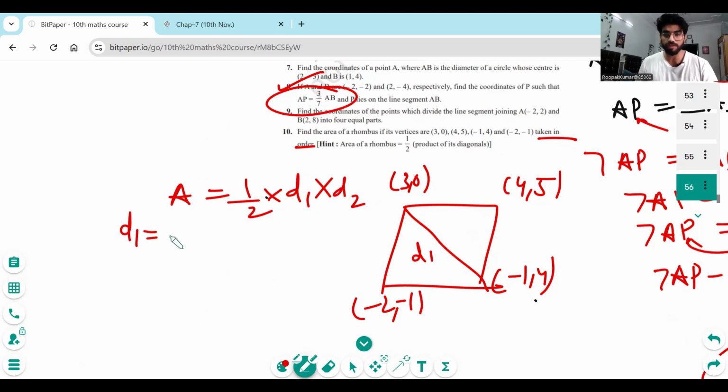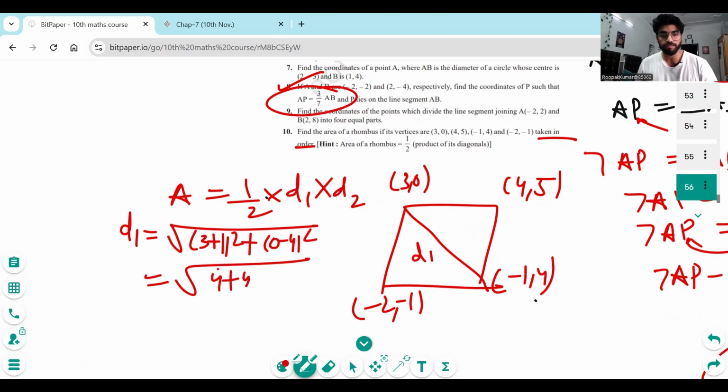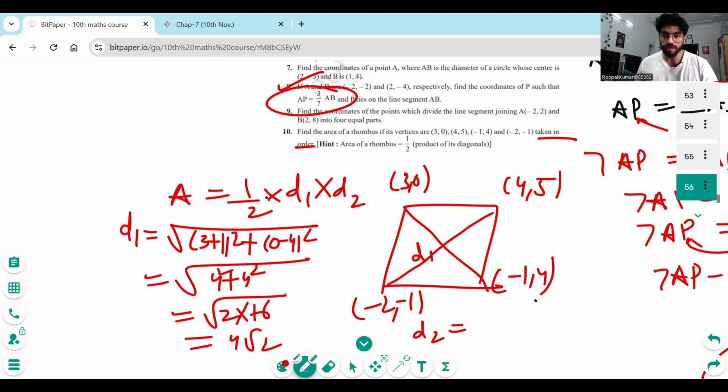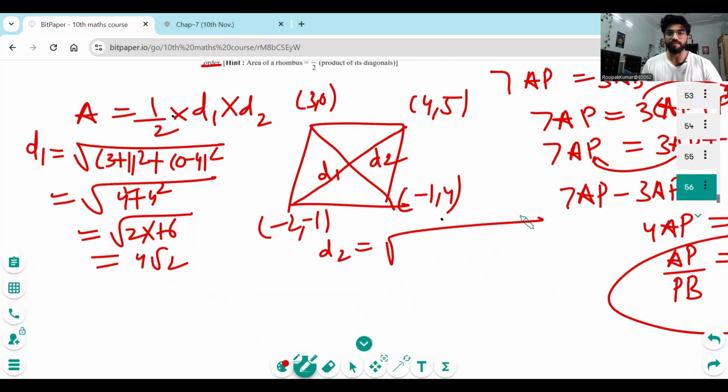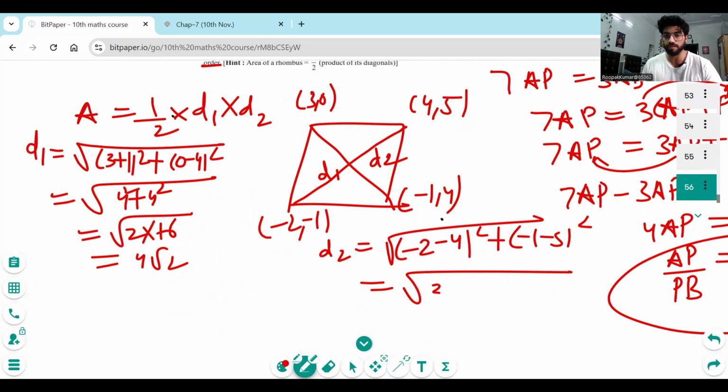First calculate D1 using the distance formula. That is 3 minus minus 1, that is 3 plus 1, squared, and 0 minus 4 squared. So this will be 4 squared plus 4 squared, 2 times 16. That will be 4 root 2. Now D2, I try to find D2. That will be minus 2 minus 4 squared and minus 1 minus 5 squared. That is minus 2 and minus 4 is minus 6 squared. That is 36 plus again 36. So it's twice of 36, and that came out as 6 root 2.